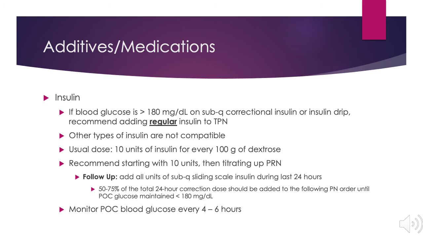After you add all those units, you would go ahead and obtain 50 to 75% of these and add it to the following TPN bag, and continue to do this until your finger stick glucose is maintained adequately at levels below 180 milligrams per deciliter. When ordering TPN, it is important to check a point of care glucose every 4 to 6 hours.